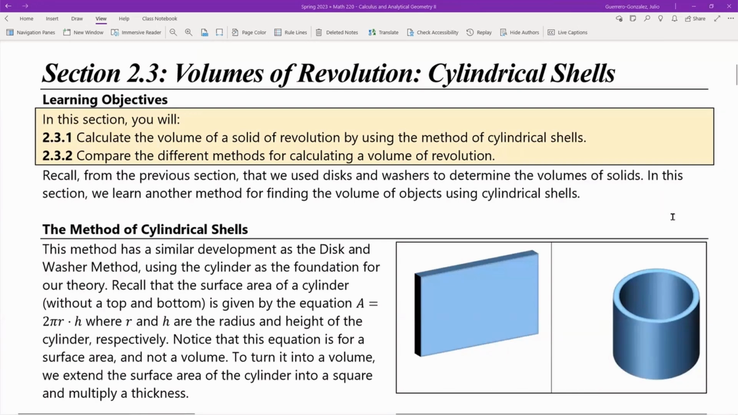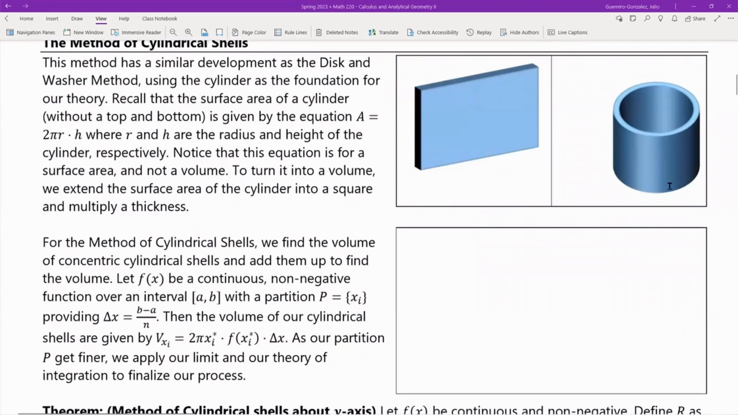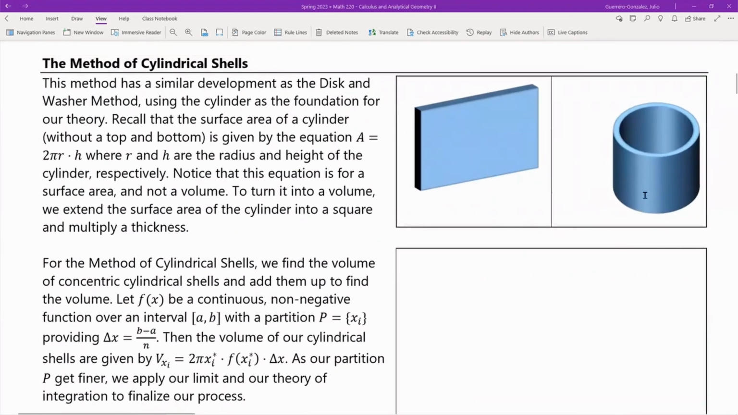Let me build up the theory using our basic geometry, and then we'll build up to the more complex stuff and how it turns into an integral. The idea for how we build our integral is just the same as when we did the washer method and disk method. The only difference is we're doing cylindrical shells. Let's first start with the basic geometry that we're going to need.